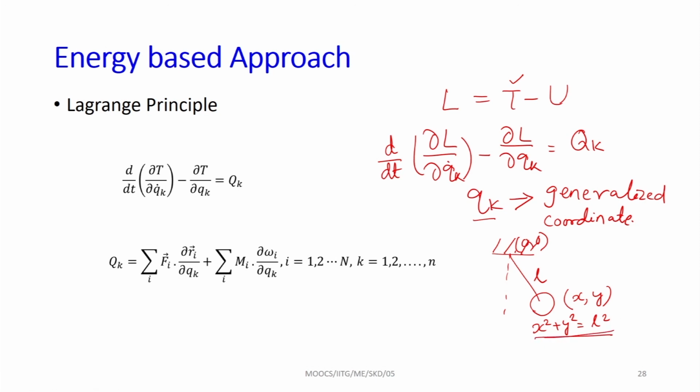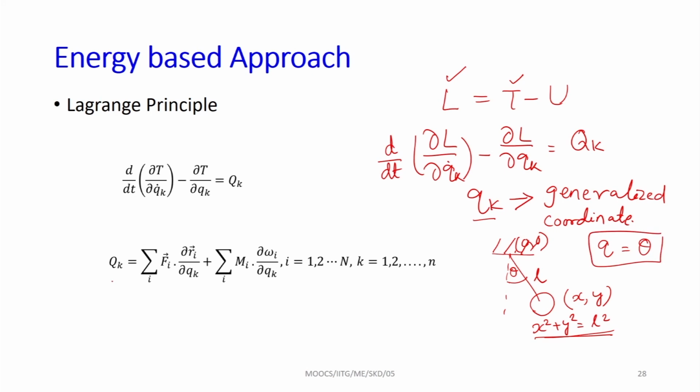By using this you can write either x in terms of y or y in terms of x, but conveniently you can use another parameter, that is theta, for writing the equation of motion. So, here theta is the generalized coordinate, and using this generalized coordinate theta you can write the kinetic energy and the potential energy of the system, and find the Lagrangian of the system. Then you can write d by dt of del L by del q_k dot. Here q_k equal to 1, so q equal to theta in this case, and you can find the equation of motion.